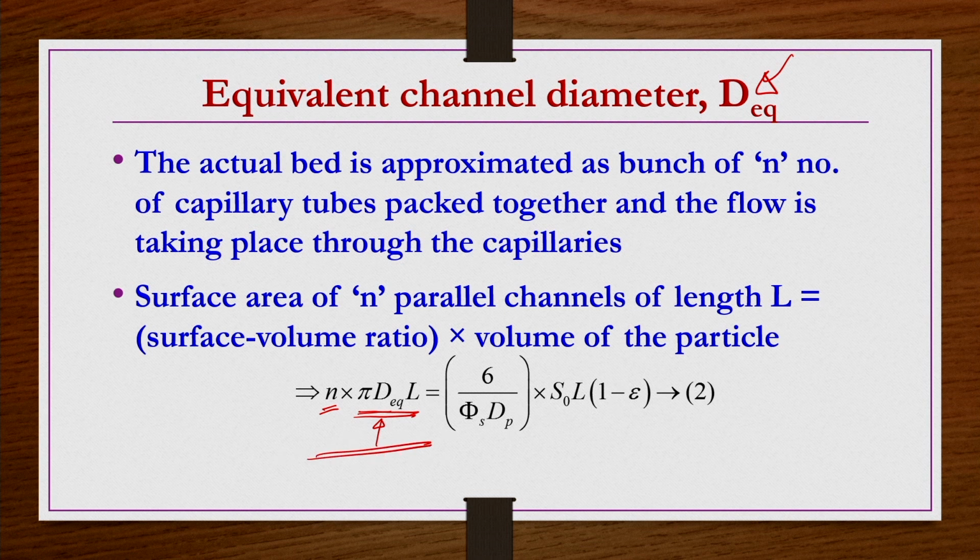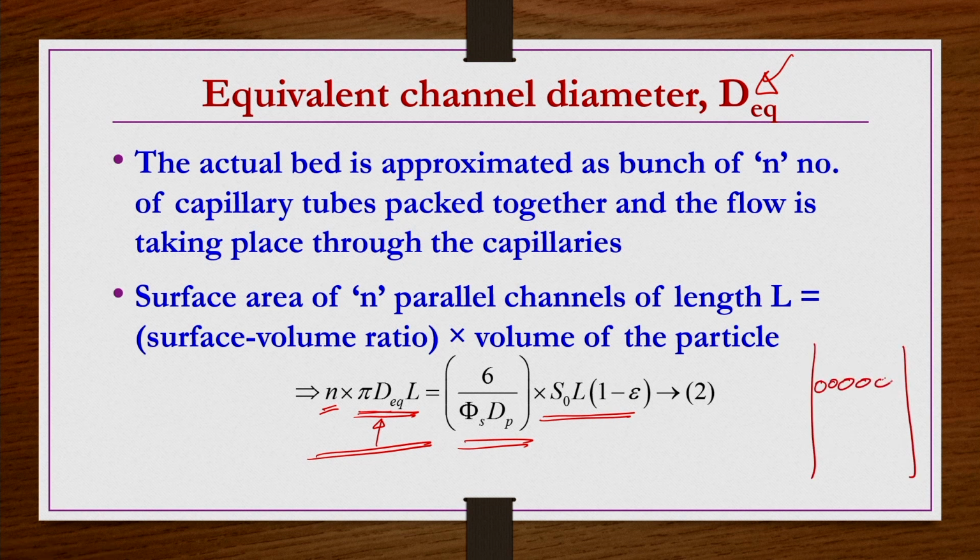We simplified it. Now, about the packed bed, 6 by phi s dP is what? It is the surface to volume ratio of the particles irrespective of the size and shape. It is true for all sizes, all shapes, regular particles. This one is multiplied by the volume of the particles. So, the volume of the particles, how do you find it?